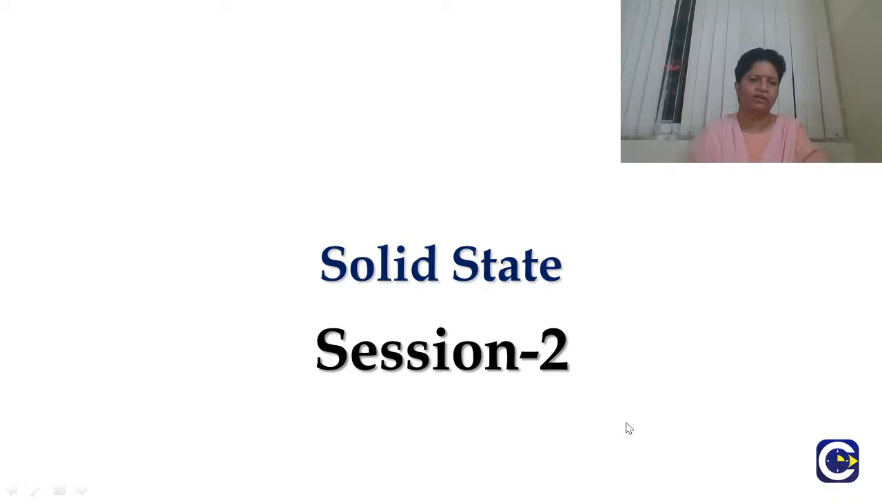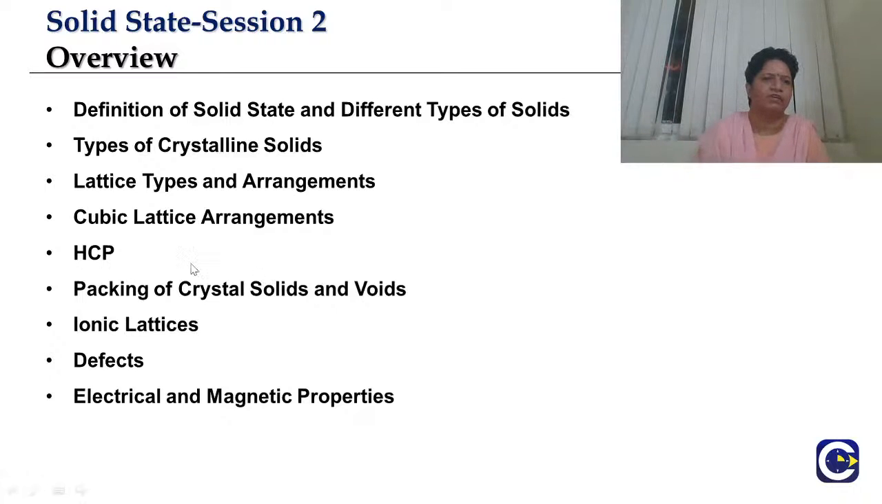So let me start with the second class on solid state. And if you can recollect what we have done in the first class, we have seen the different types of crystalline and the amorphous solids. And what are the different types of crystalline solids we have seen? Ionic solids, metallic solids, covalent solids, and molecular solids. In molecular solids, what have we seen? Non-polar, polar, and hydrogen bonded. You can remember.